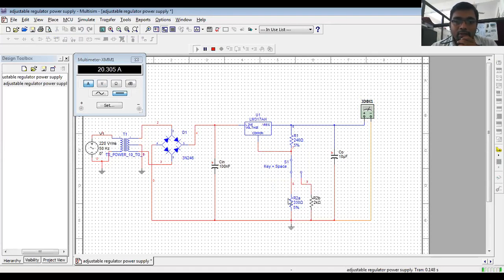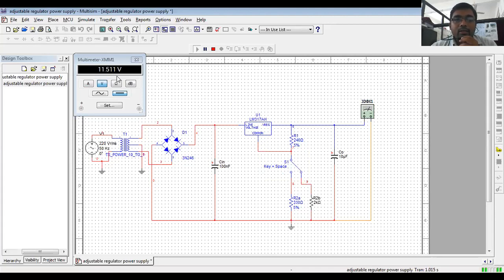Now the R2 is 330 ohm. You can see the output voltage is 2.94 volt. This is the output voltage when your R2 is 330 ohm. It is nearly 3 volt. Now we have to see what happens when you switch from 330 ohm to the 2K resistor.